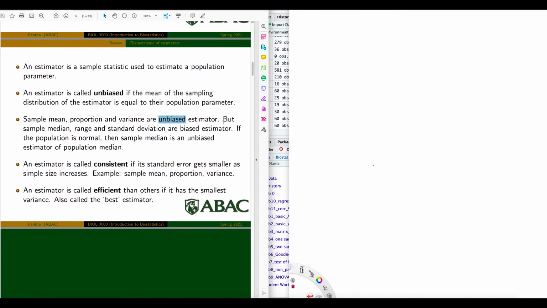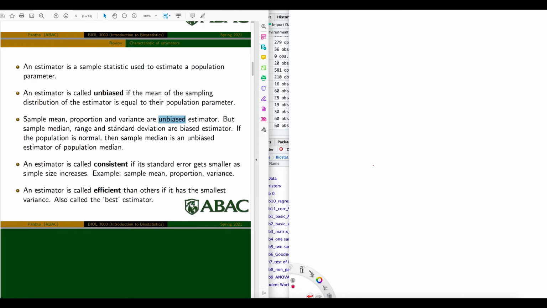But if you find the mean of the distribution of the medians, the distribution of the range, the distribution of the standard deviation, they are biased estimators. I'm sorry. If the population is normal, the sample median is an unbiased estimator too.